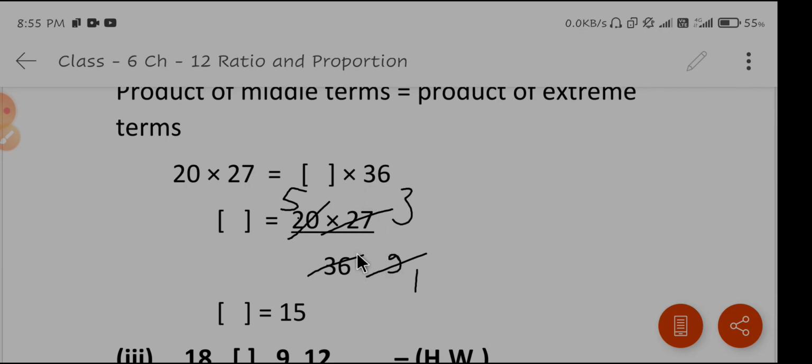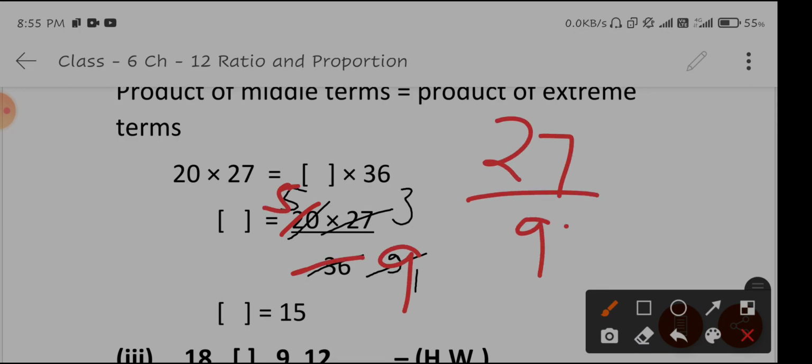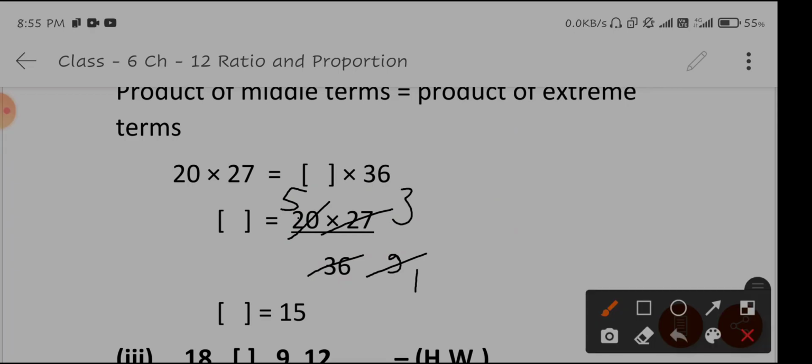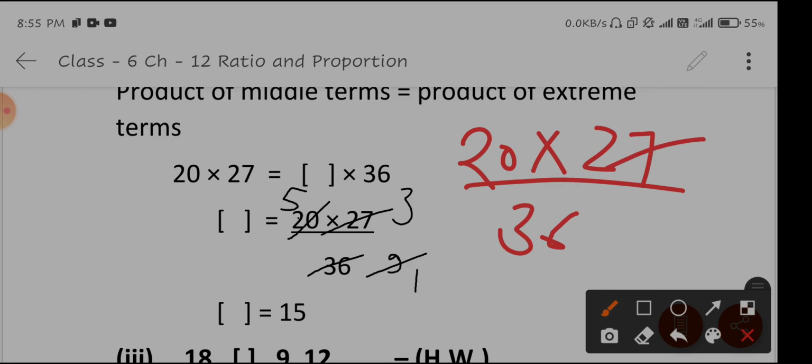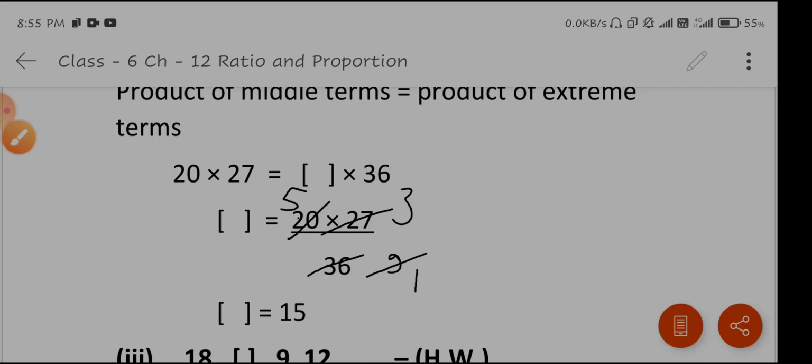Now if you take this, 4 5s are 20, 4 9s are 36, then 27 upon 9 is left. 9 1s are 9, 9 3s are 27. So the remaining numbers are 5 multiplied by 3. How have we done this? 20 multiplied by 27 upon 36. 9 3s are 27, 9 4s are 36. Then 4 1s are 4, 4 5s are 20. So what is the remaining here? 5 into 3. So 5 3s are 15 is the answer.